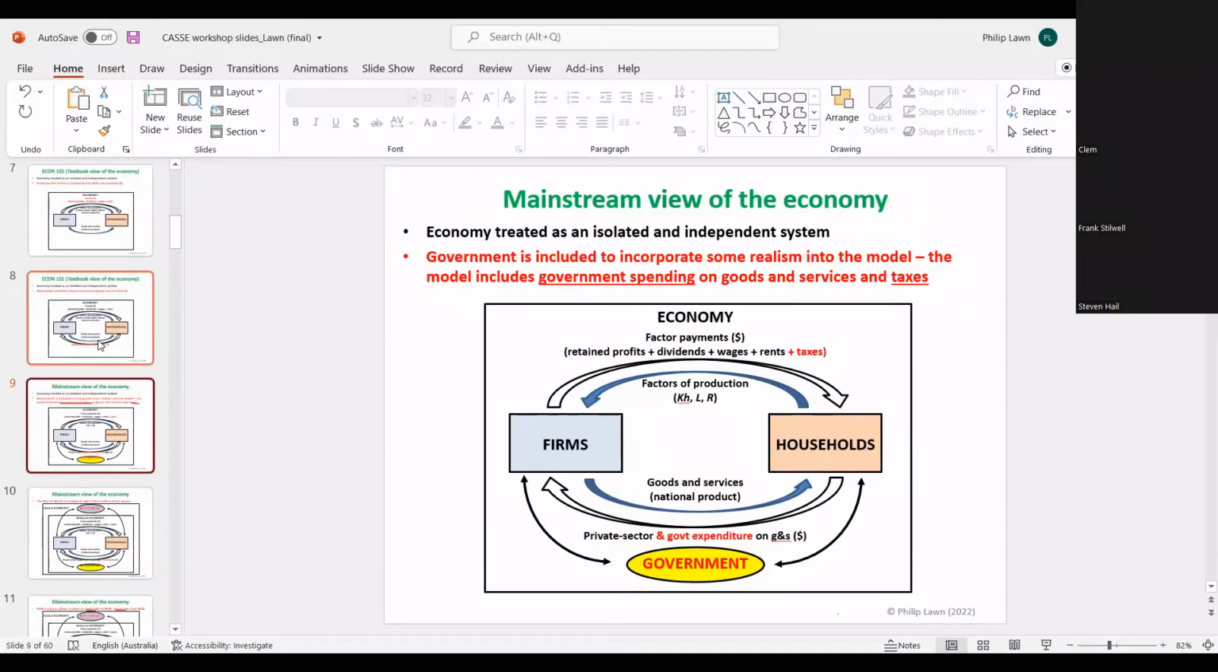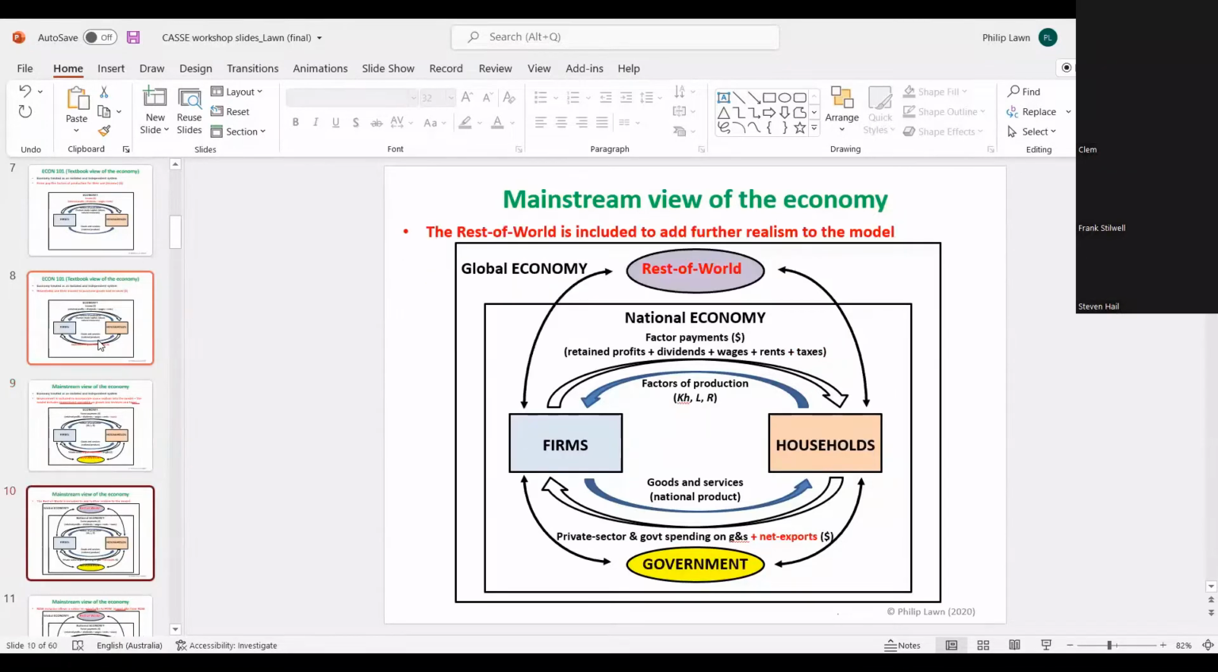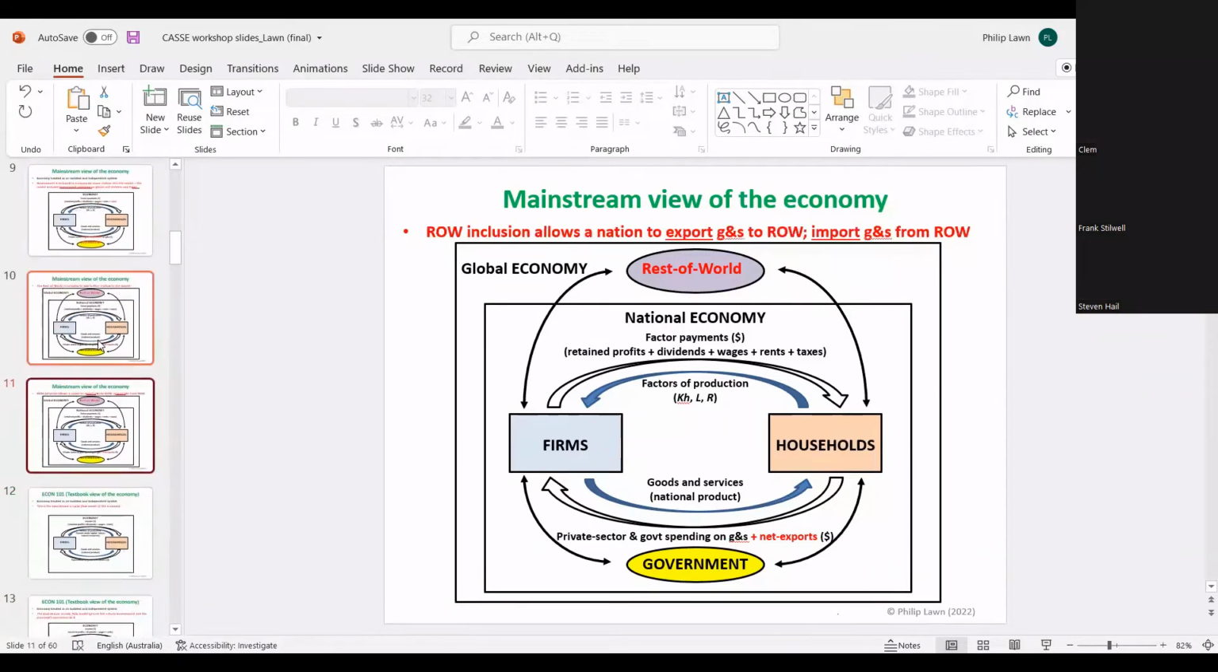Sometimes within this model, the government's included to incorporate some additional so-called realism. So it'll include government spending on goods and services and taxes, and to add further realism into the model, the rest of the world is included. So the rectangle that we had before, we might consider that to be the national economy, and that sits within the so-called global economy. So outside the national economy, within the global economy, is a place called rest of the world. And that inclusion of the rest of the world allows a nation to export goods and services to the rest of the world, and to import goods and services from the rest of the world.